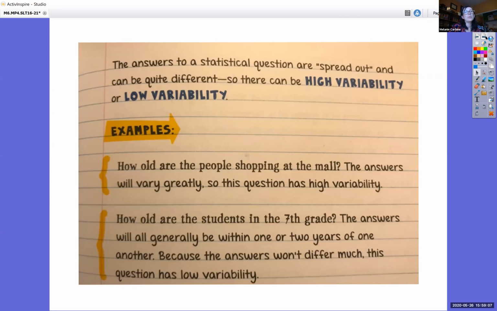So how old are people shopping at the mall? Could be anywhere from a baby to someone who's really old. You could also say, how old are people who die from COVID-19, right? And you'll still get a range, but it might be more like 30 to 80 or something like that, where we've noticed that more people who are older are more likely to die from it. So that's the difference. You can have really low variability, like how old are students in the 7th grade or the 6th grade. It's going to be 10 or 11, 10 or 12 or something, versus huge variability, like how old are people at a store or something like that.